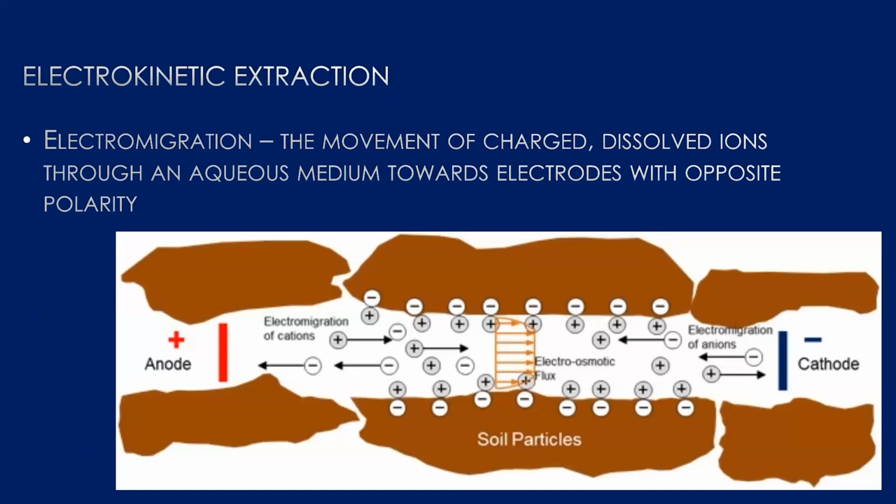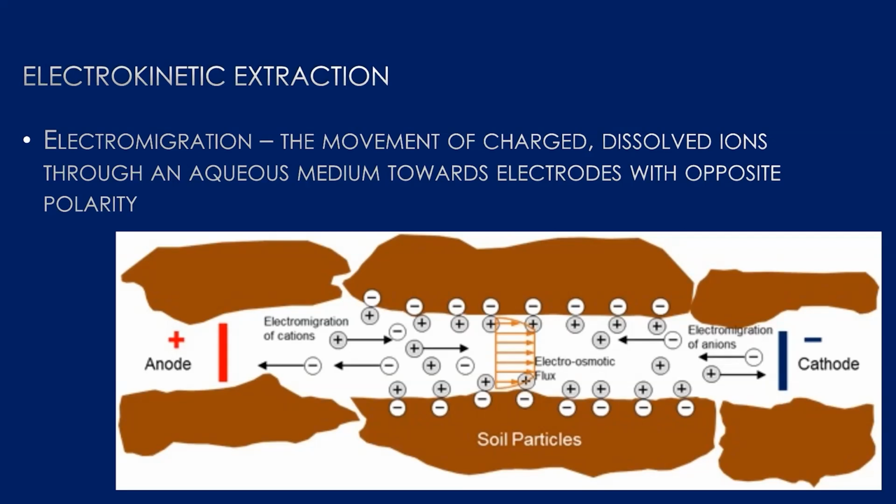As discussed earlier, electromigration is the movement of charged, dissolved ions through an aqueous medium towards electrodes with opposite polarity. This is the process that occurs during the more traditional, so to speak, electrolytic extraction apparatuses. This process is used a lot because electrolytic methods are often used when there are charged contaminants dissolved in an aqueous medium in the soil that need to be removed.